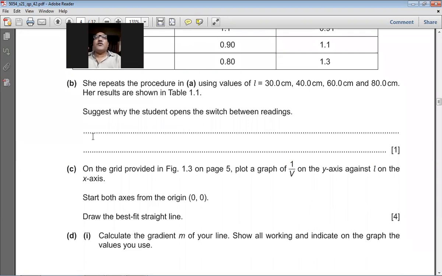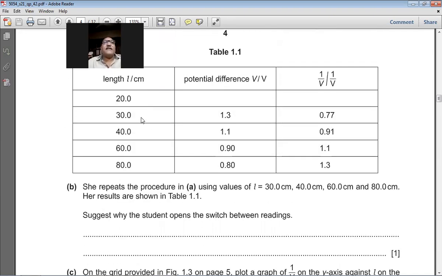Part B of question number one: she repeats the procedure in part A using values of L equal to 30 centimeter, 40 centimeter, 60 centimeter, and 80 centimeter. Her results are shown in table 1.1. For these lengths, you can see for 30 centimeter, 40, 60, 80 centimeter, all the values are already filled in.